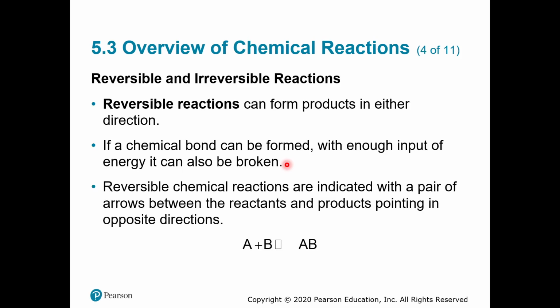All right, so let's talk a bit about reversible and irreversible reactions. Reversible reactions can form products in either direction. And so we can go back and forth in these reactions, assuming we provide the energy to do so. Now, if a chemical bond can be formed with enough input of energy, it can also be broken, so you can go back and forth. Reversible chemical reactions will be indicated with a pair of arrows.